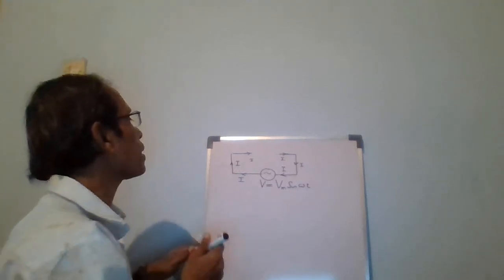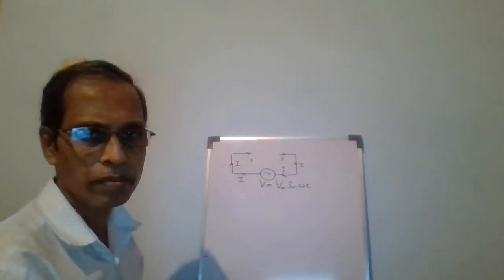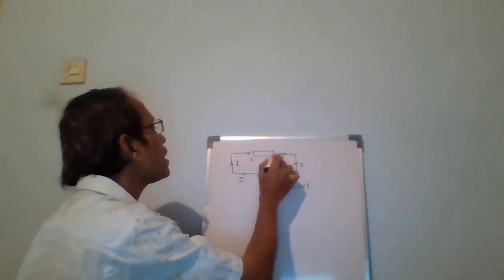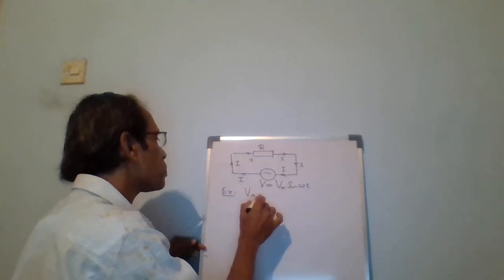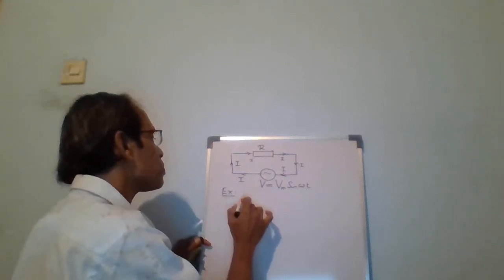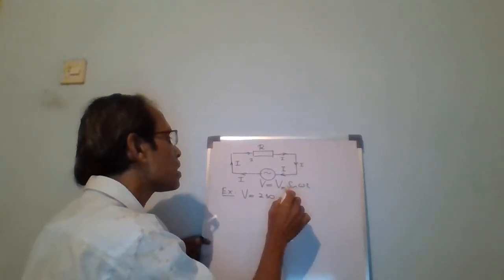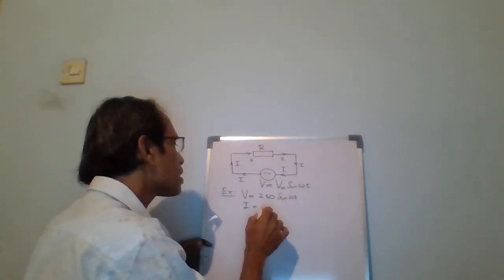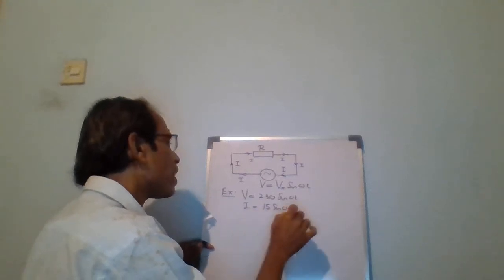Now say we have this first example, where we have to find R. Example: if Vm is given like this, V is equal to 230 sine omega t, and I equals 15 sine omega t. Find R.